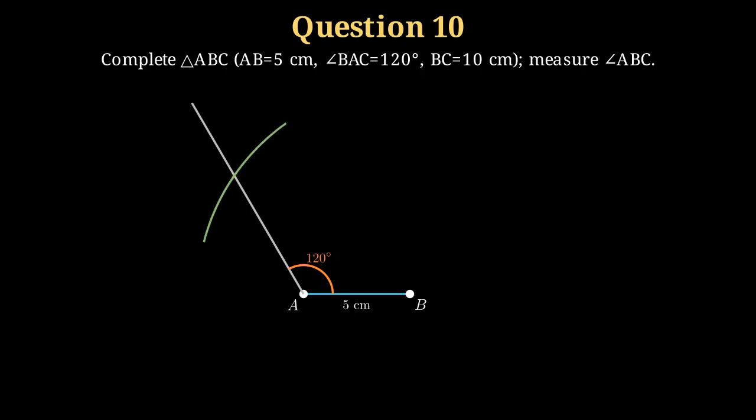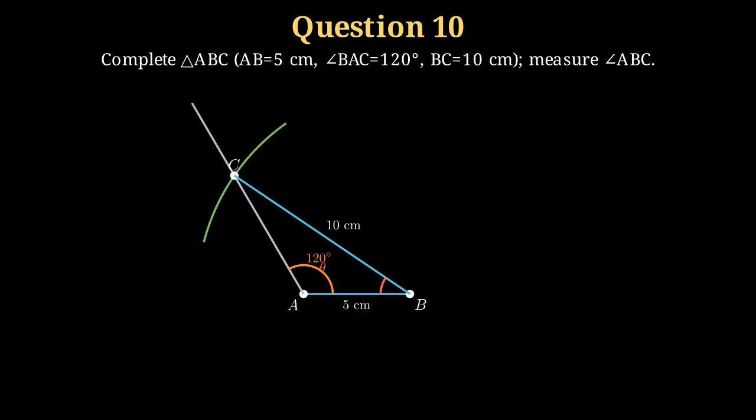Now, C must be 10 centimeters from B. Open your compasses to 10 centimeters, place the point on B, and draw an arc. Where the arc crosses the ray is the point C. Join B to C to complete the triangle.